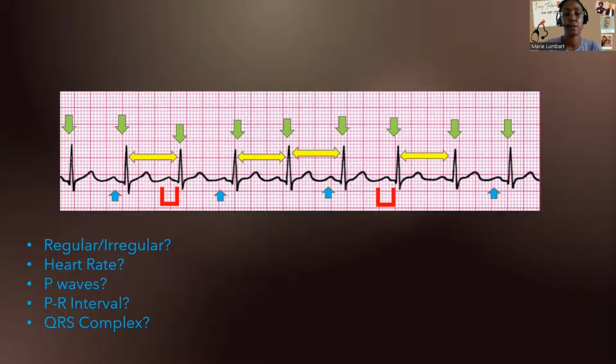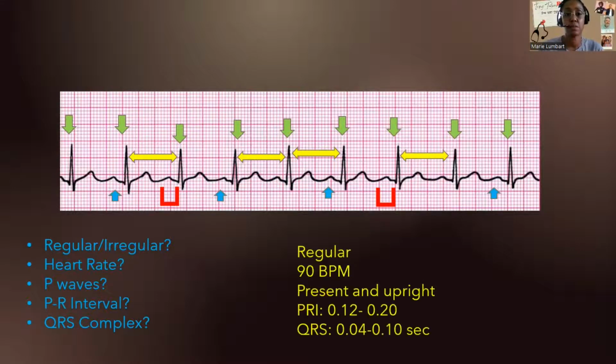Step 4, let's take a look at our PR interval. Is it between 0.12 and 0.20? Is it between 12 and 20? So we want the maximum of 5 small boxes for your PR interval. And this also meets the criteria. And then the QRS complex, it's about a box wide, 0.04 seconds. So that still also meets the criteria. So all of our criteria is within normal limits.